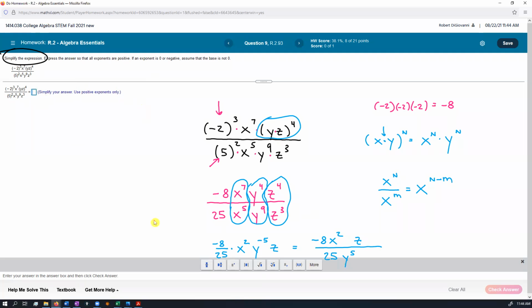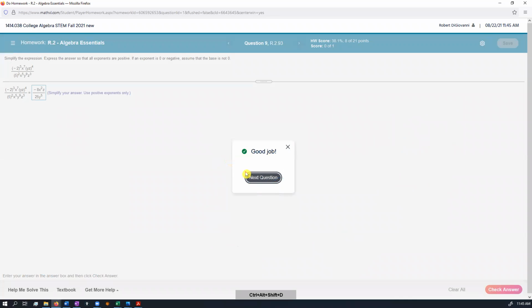Let's see. All right. I want a fraction here, so it's going to be -8. Then it's going to be x. If you use the little caret key above the 6 on the keyboard, this thing that raises things to powers. X raised to the 2nd, and then I'm going to use the right arrow on the keyboard to move to the right, and then put z. And then down arrow to move down, and then 25y raised to the 5th. Check that answer. Good job.